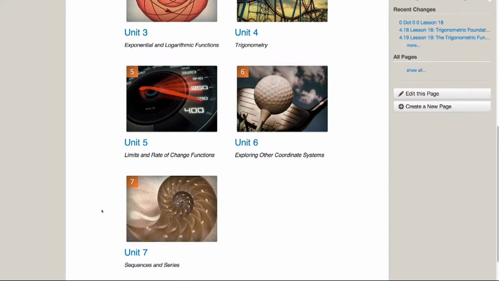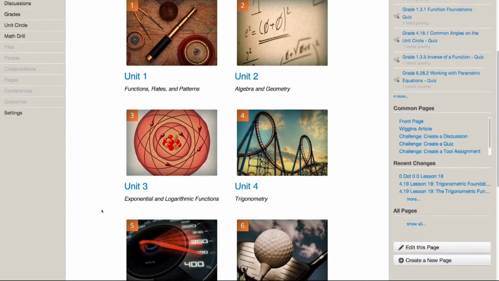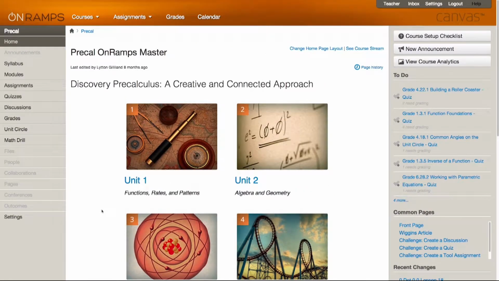This is the first screen that teachers and students see when they log into Canvas. The only difference between the teacher view and the student view will be that the grayed out left navigation tabs are only visible to teachers.